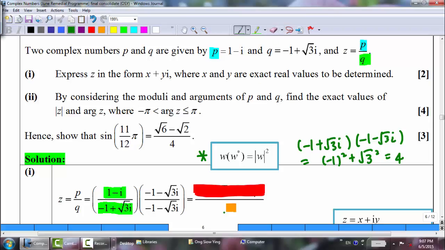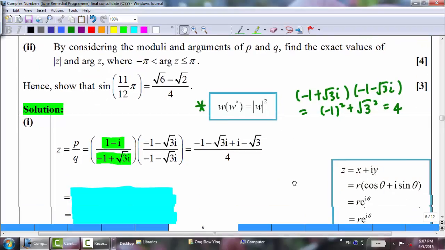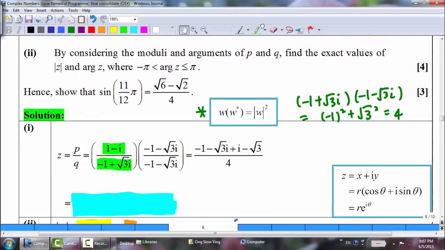So the denominator would be 4. For the numerator, just do normal expansion, multiply it out and simplify so that later you can regroup it, real part together and imaginary part together. In other words, the real part is this one, the imaginary part is this one, with the i together. Then you try to simplify. This is your answer in exact form. So this is the Cartesian form, x plus iy.